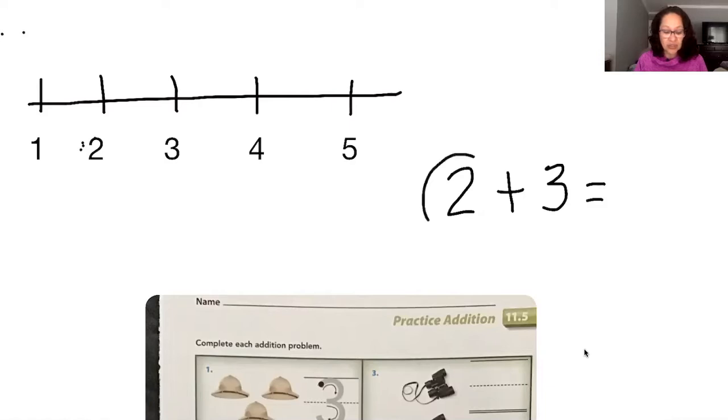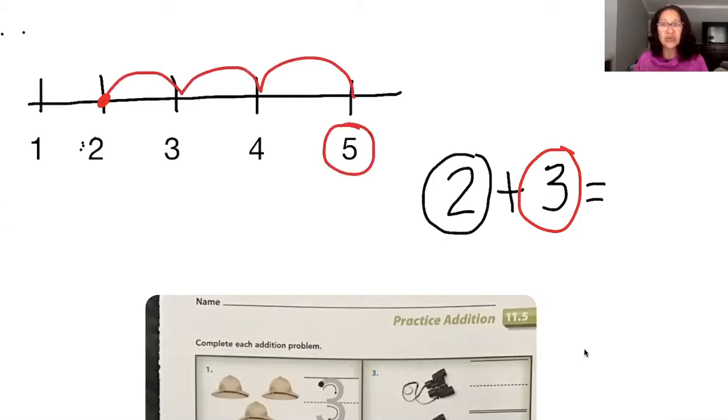So what number is this, boys and girls? 2, right? So that means that you're going to start on the number 2. You're not going to count 2. You're going to start there, right? 2. And then you're going to add 3 more. So you're going to jump 3 times, all right? So I'm going to jump 1, 2, 3. What number did you land on?